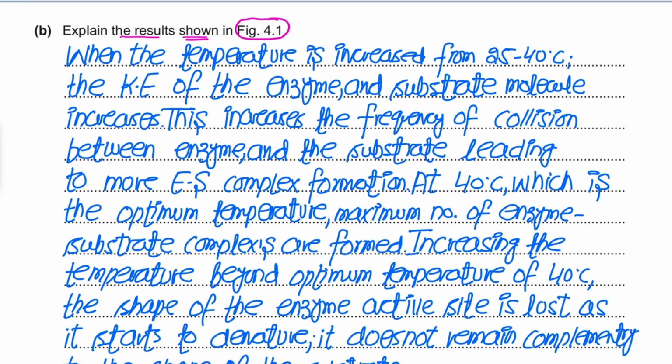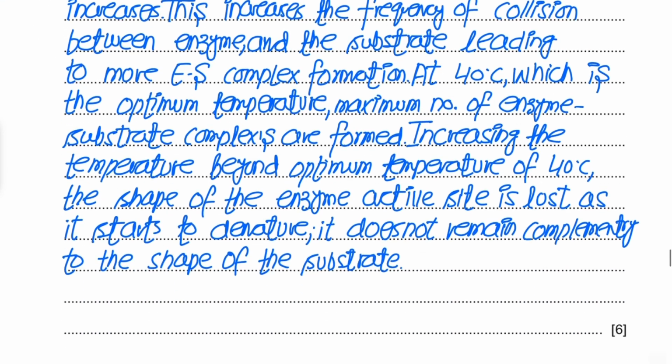And that is why at that 40 we had got the maximum point for the graph. But if we have increased the temperature beyond the optimum temperature of 45, the shape of the enzyme active site would begin to be lost and it would start to denature. As a result, when the enzyme's active site changes, it would no longer remain complementary to the shape of the substrate, and the collisions between the enzyme and substrate would be decreasing. So this is how you were required to write the explanation for the total of 6 marks.